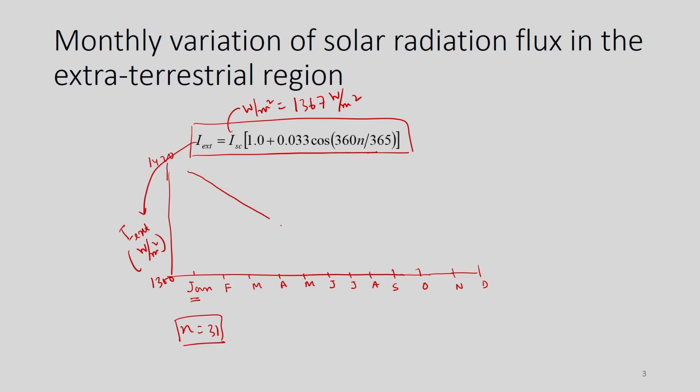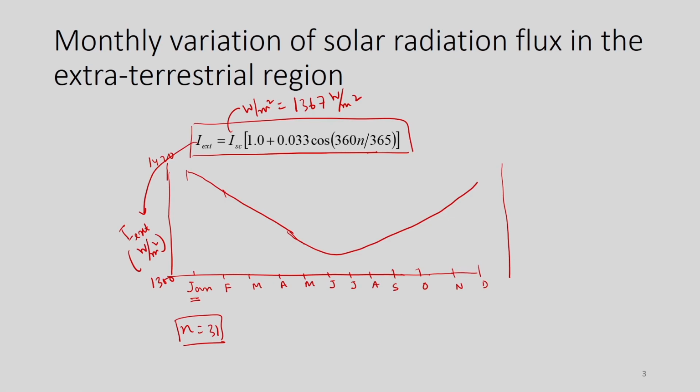So, June will be lowest, this will be something like this. Here every point we can get that extraterrestrial value. So, this plot will be something like this. Sometimes we are not bothered about the variations, we only take the ISC value, but when we are doing very precise calculation, of course, we need to know how this extraterrestrial radiation is varying with month.